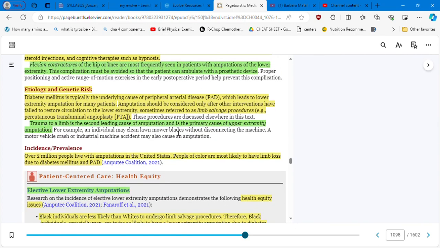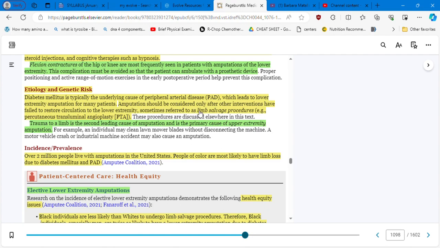Etiology and genetic risk: diabetes mellitus. Diabetes is typically the underlying cause of peripheral arterial disease, which leads to lower extremity amputation for many patients. Amputation should be considered only after other interventions have failed to restore circulation to the lower extremity. That's why the amputation takes place, because there is not enough circulation or minimal circulation. And sometimes the tissues get necrotic, right?